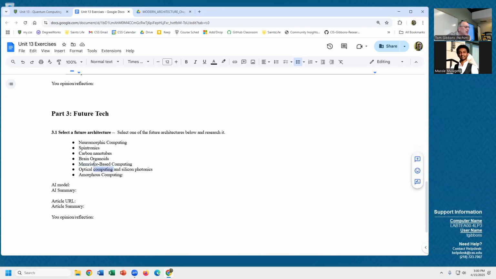Choose one of these. And again, what I want you to do is look it up in AI. Tell me what AI model you're using and what AI tells you about it. Find an actual article about it and write a summary of that article. And then tell me your opinion of this. What do you think of one of these? So pick one of these technologies. And if there's something else that's not on the list, you can certainly do that. Again, some future groundbreaking technology that people are researching.